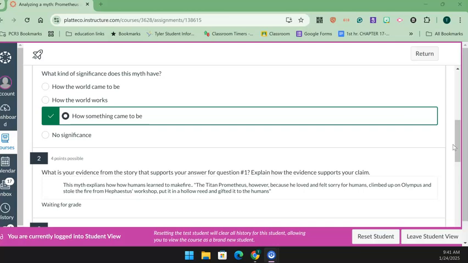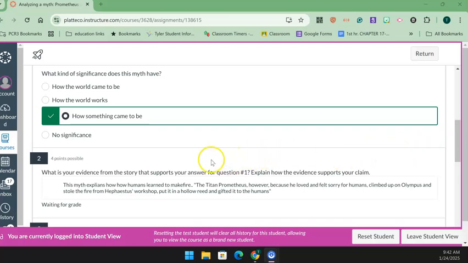On the second sentence, it says the Titan Prometheus, however, because he loved and felt sorry for humans, climbed up to Mount Olympus and stole the fire from Hephaestus' workshop, put it in a hollow reed, and gifted it to humans. Thank you. Yeah, that's our evidence, right? You can't really refute that this story is teaching us how humans learn to make fire when it says right there. Awesome. So if you didn't get a chance to get this typed in, you could go ahead and do that now. I'll pause this for just a second so you get that first part done.